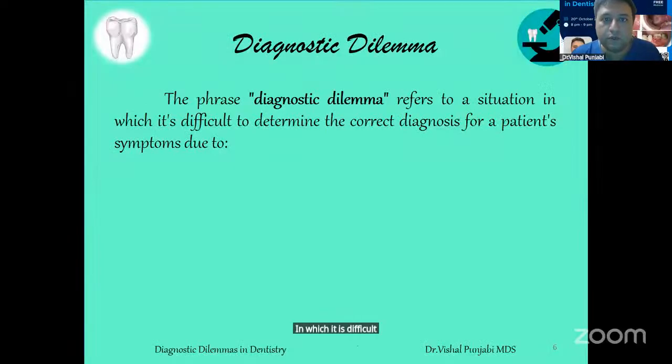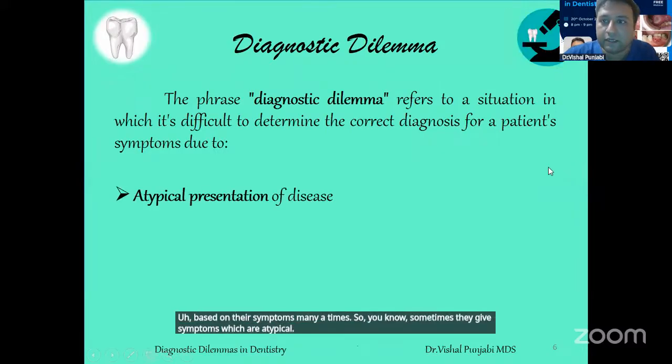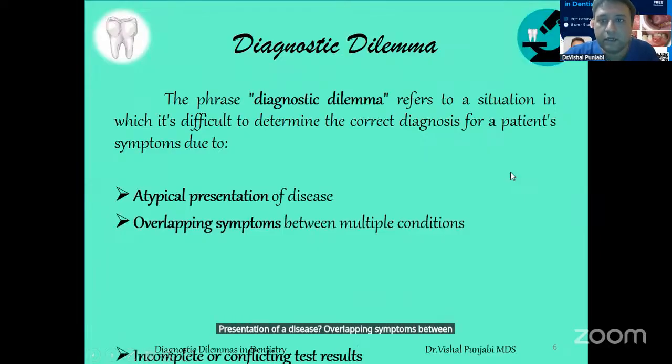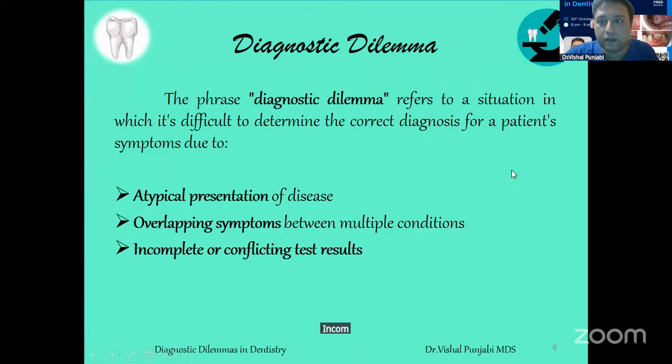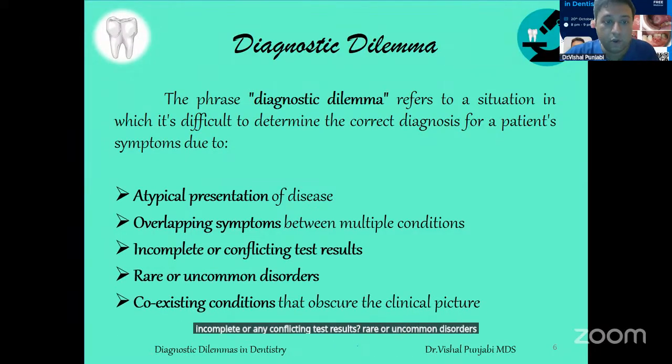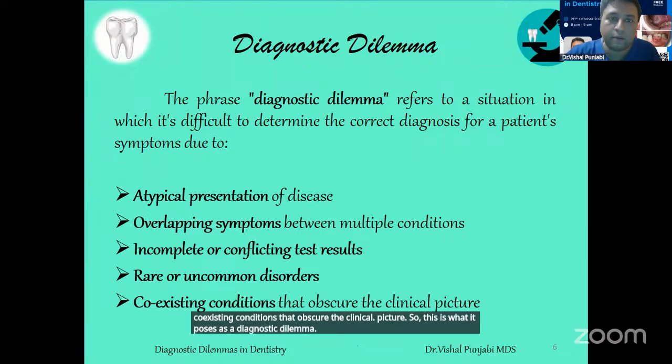It is difficult to determine the correct diagnosis for a patient based on their symptoms many a times. Sometimes they give symptoms which are an atypical presentation of a disease, overlapping symptoms between multiple conditions, incomplete or conflicting test results, rare or uncommon disorders, coexisting conditions that obscure the clinical picture. So, this is what poses a diagnostic dilemma in day to day practice.